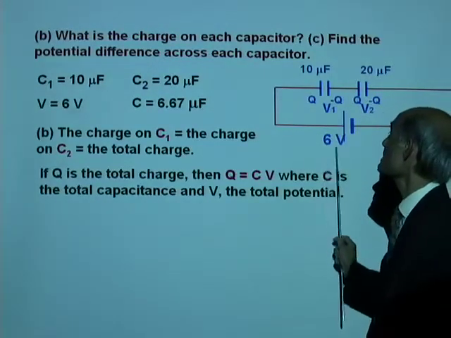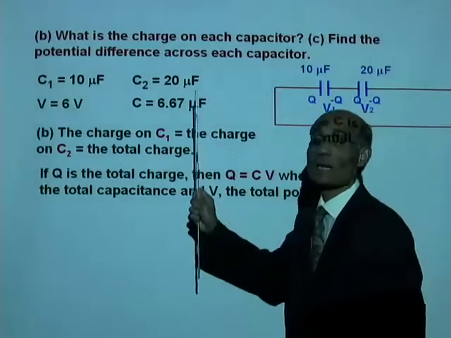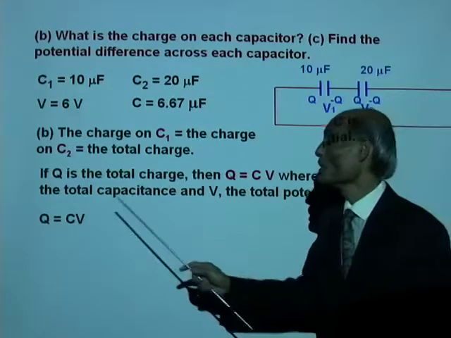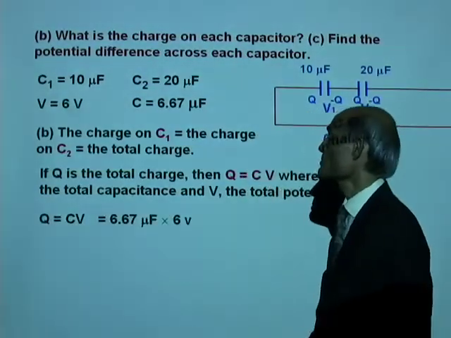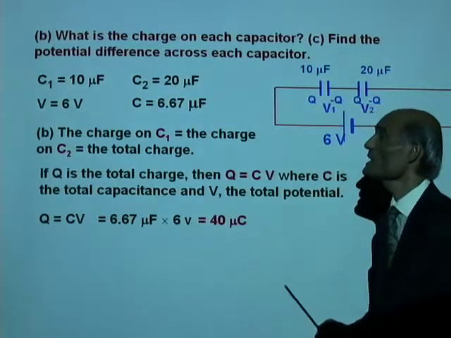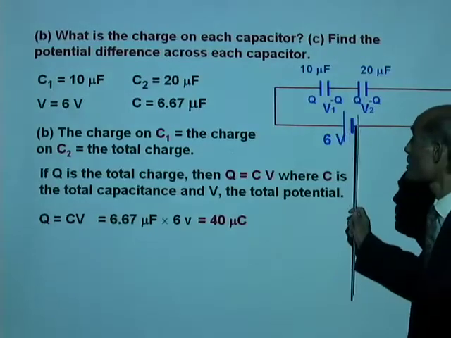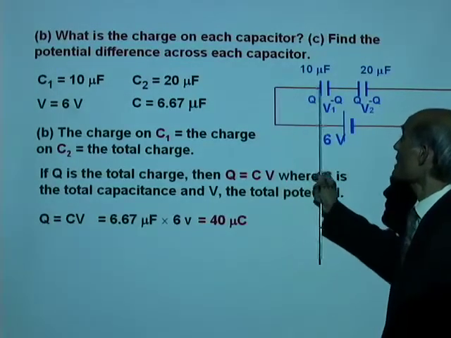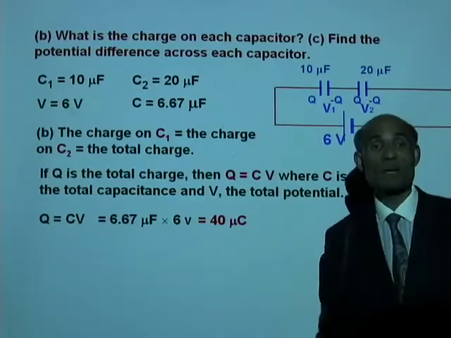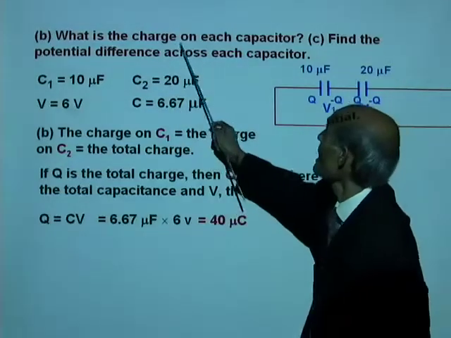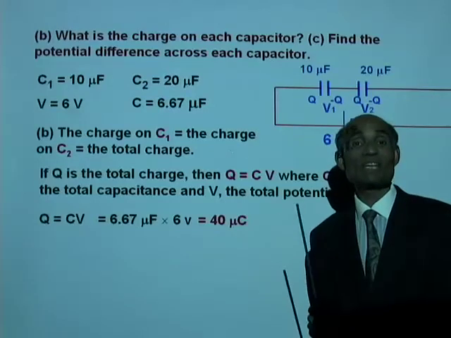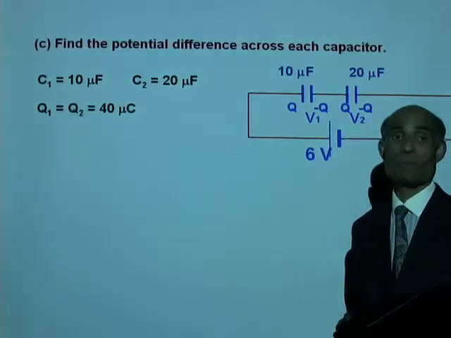The total potential is 6 volt and the total capacitance is 6.67 microfarad. Therefore, the total charge Q equals 6.67 times 6 volt, that will be 40 microcoulomb. 40 microcoulomb is the total charge in the circuit, and each of the capacitors has the same amount of charge. So what is the charge on each capacitor? The answer is, the charge on each capacitor is 40 microcoulomb.